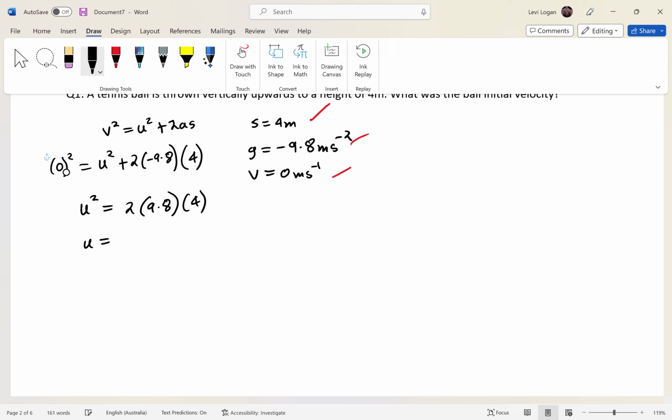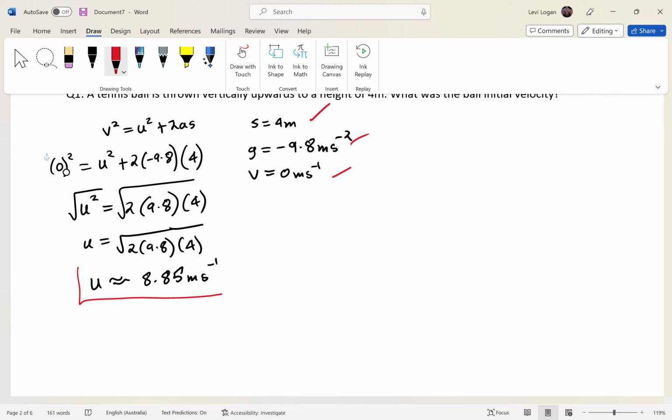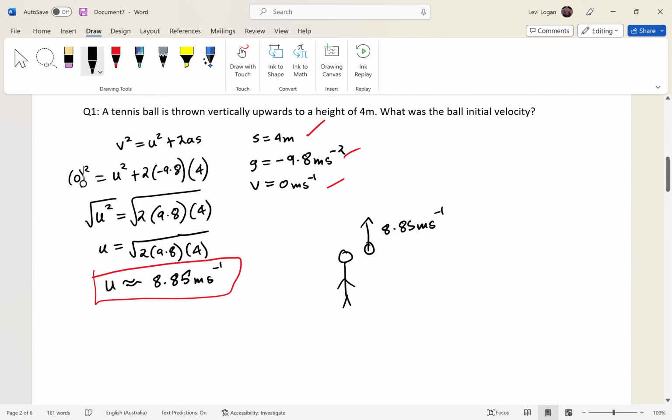So u squared, square root that to undo that. So u is the square root of 2 times 9.8 times 4, and this is all under the square root. Using your calculator, you'll approximately get 8.85 meters per second. Okay, so this number here is the initial velocity of the tennis ball that gets thrown up. So it gets thrown upward at 8.85 meters per second. Okay, so that's what we found here.